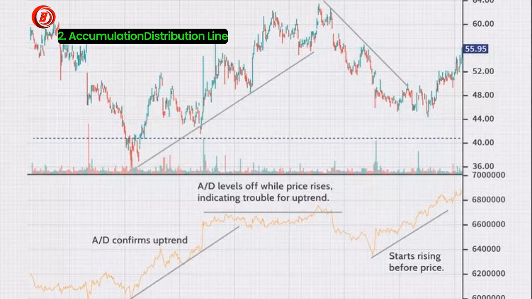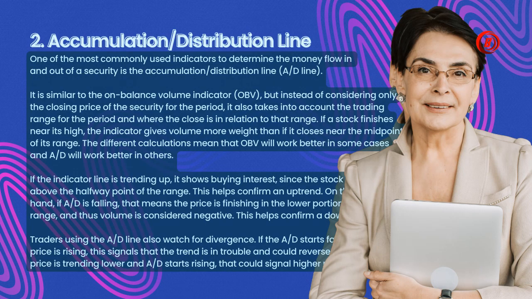The different calculations mean that OBV will work better in some cases and AD will work better in others. If the indicator line is trending up, it shows buying interest, since the stock is closing above the halfway point of the range. This helps confirm an uptrend. On the other hand, if AD is falling, that means the price is finishing in the lower portion of its daily range, and thus volume is considered negative. This helps confirm a downtrend.